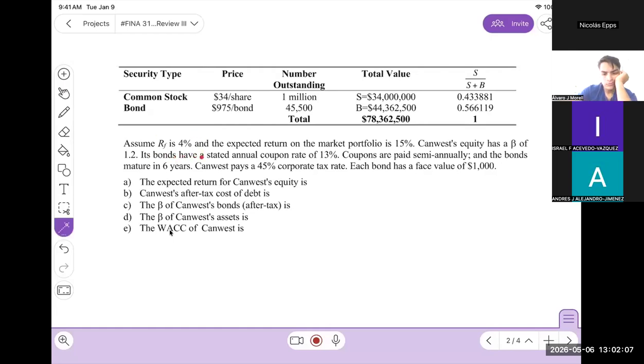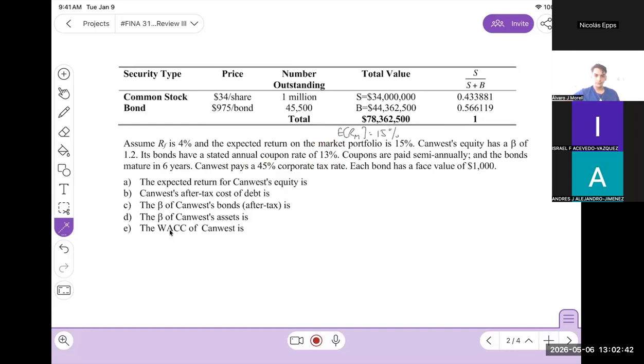RF is 4%, and the expected return on the market portfolio is 15%. So that's basically RF, that's ERM. Be careful that sometimes I give you the market risk premium, so make sure you read carefully. Canvas equity has a beta of 1.2, so that's going to get us to the RS. And then this is all about the bond.